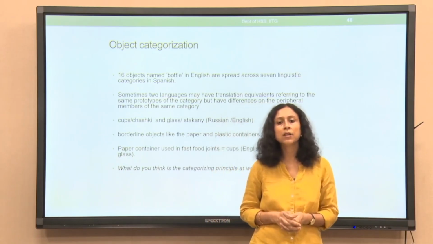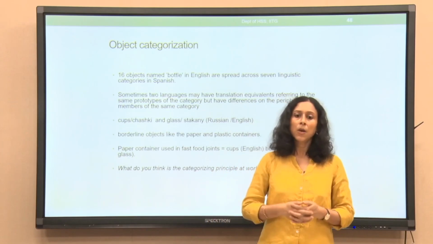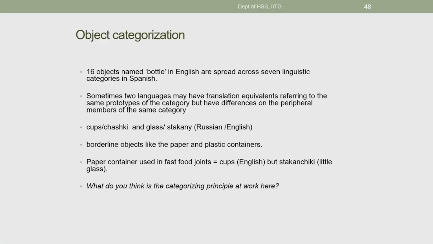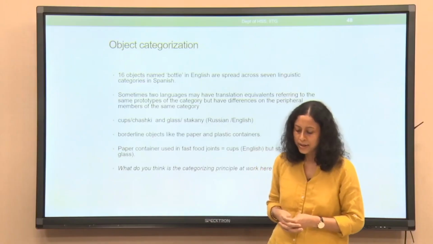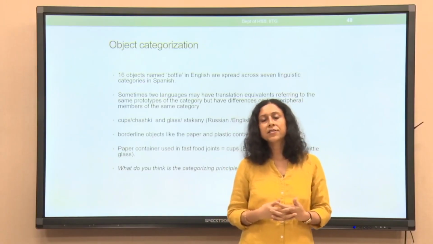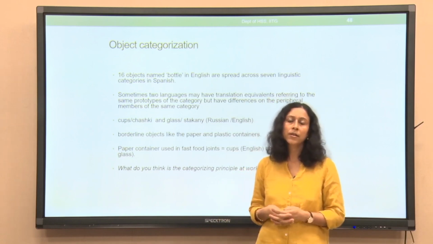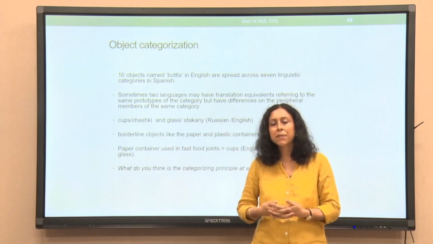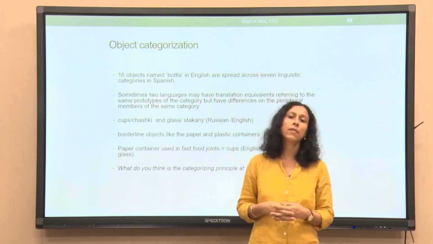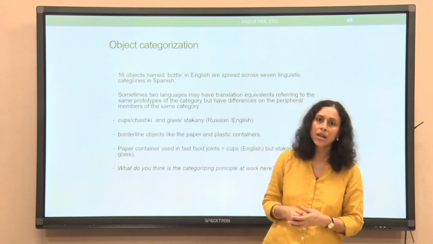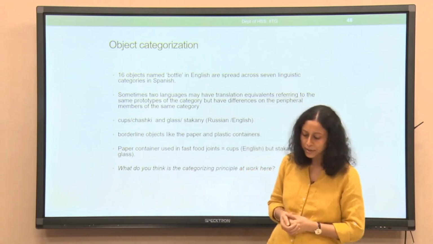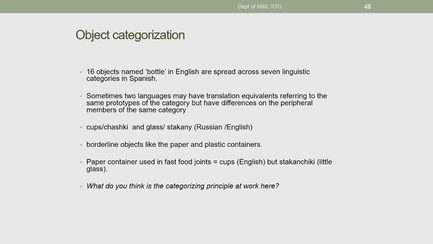Similar differences can be found in terms of object categorization as well. As I mentioned earlier, we will talk in greater detail in the next segment when we talk about classifiers. But in short, languages distinguish their objects, the nouns, in different categories. In one language you might have only 2 names for a particular entity, but in another language you might have a much finer, nuanced way of segmenting the same thing. For example, there are 16 objects named bottle in English that are spread across 7 linguistic categories in Spanish.